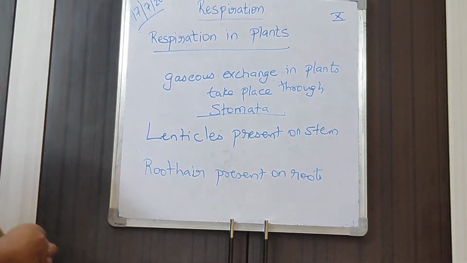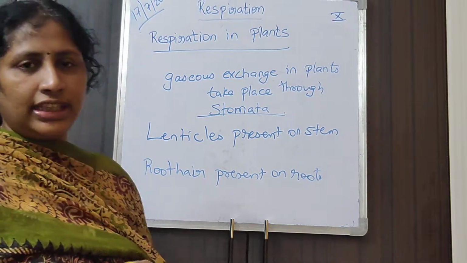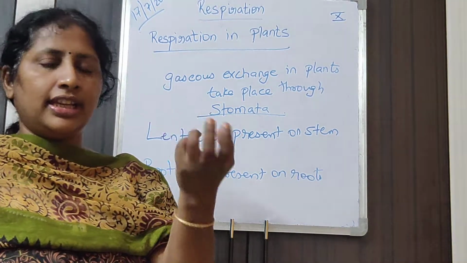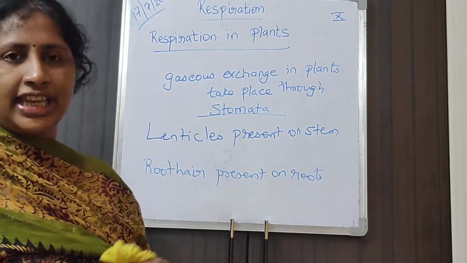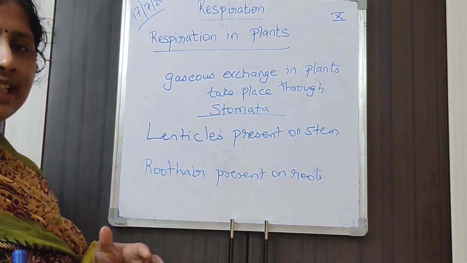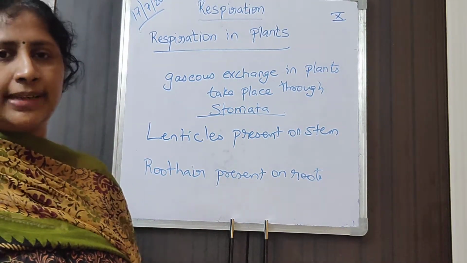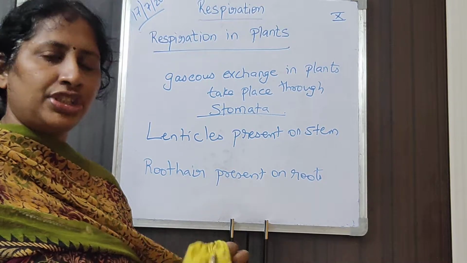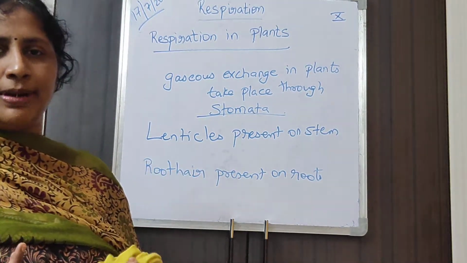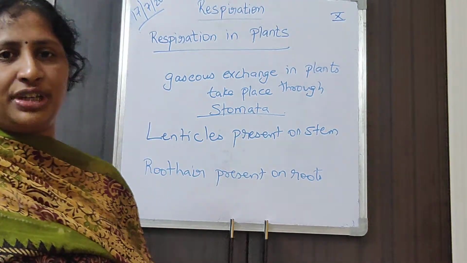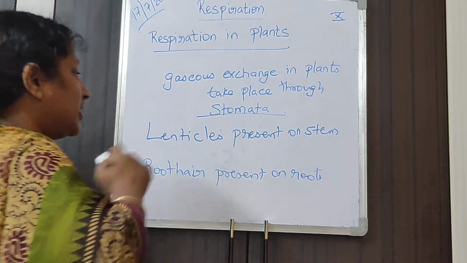Stomata are present on the green parts of the plant, mainly on the leaf. So gas exchange takes place through the stomata in the leaf. Then what about stem and root? Stomata are not present on the stem. Then how does gas exchange take place in the stem? It's not that only the leaf is the respiratory part, no, the entire plant should respire.